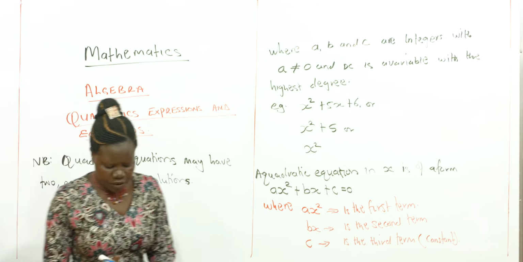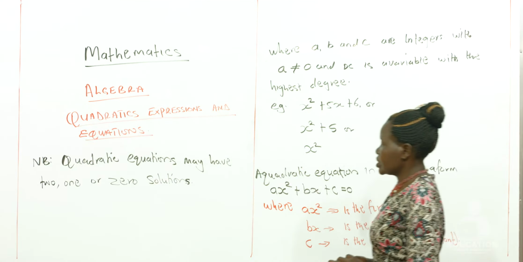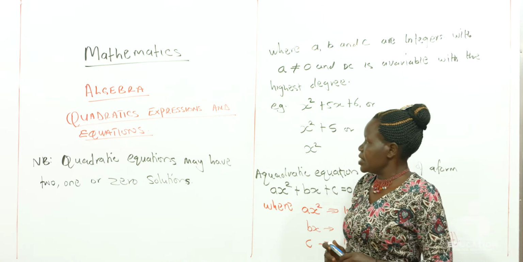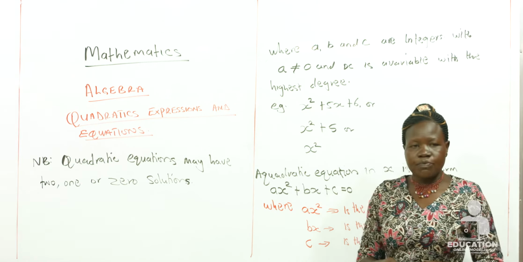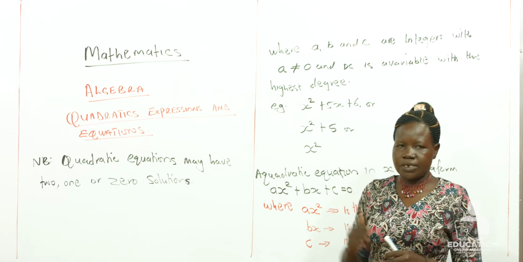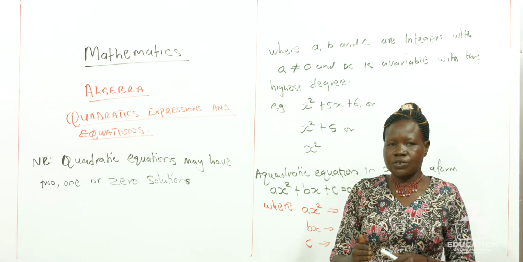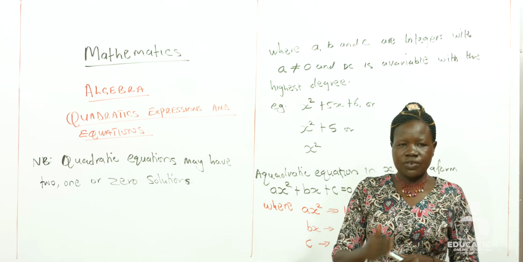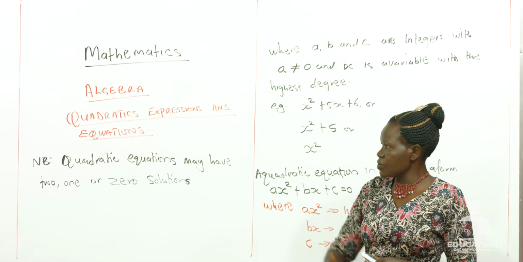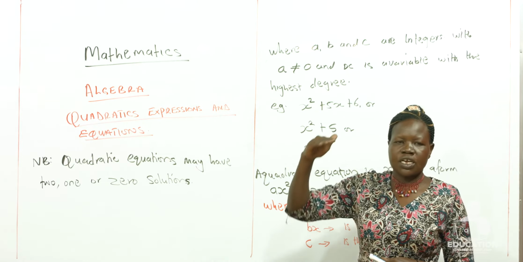So dear learners, let me explain this part so that you can understand what we mean by a quadratic. From our introduction, we said quadratic expressions and equations simply mean expressions that contain the second degree. Why do we say that? Because we have different equations. We have linear equations, which contain the first degree, and then when we move to a quadratic, it moves to a second degree.